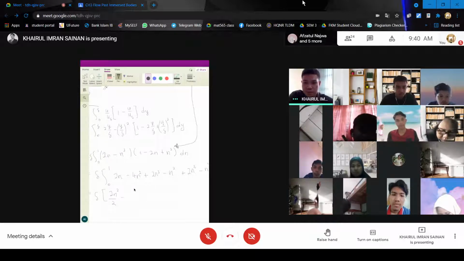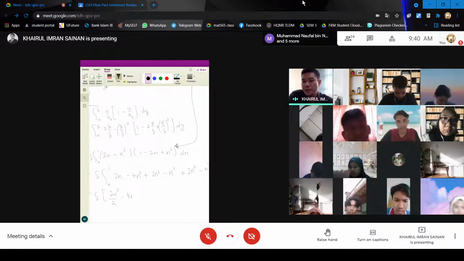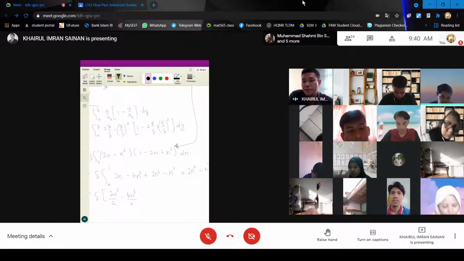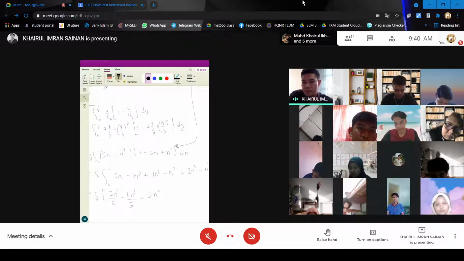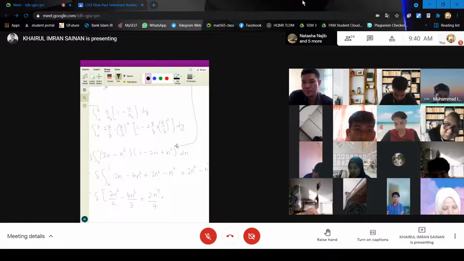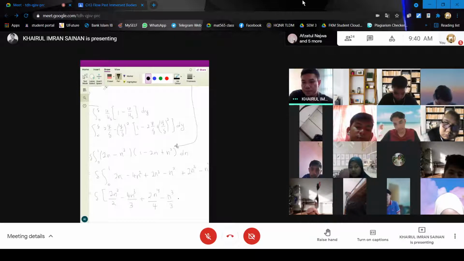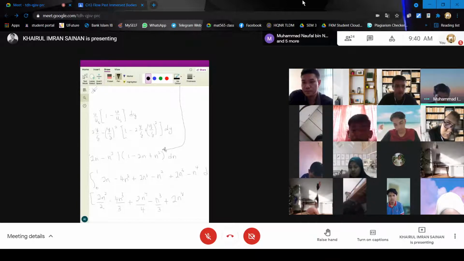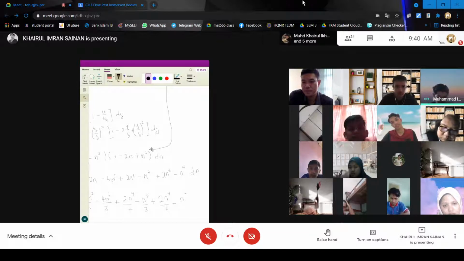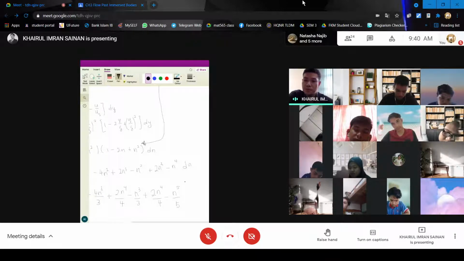Help me fill this one up. So this one: 2n squared divided by 2, minus 4n cubed over 3, plus 2n to the power 4 over 4, minus n to the power 5 over 5, from 0 to 1.